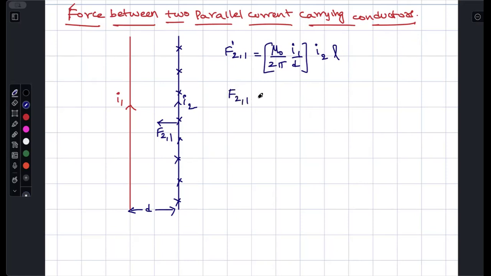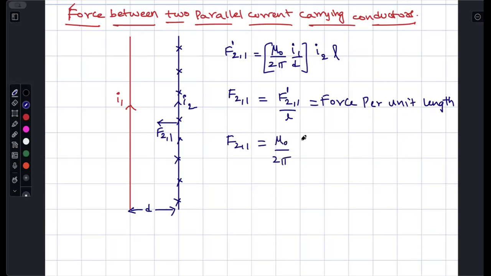We will use F21 hereafter as force per unit length. This is called force per unit length. Clear? Now F21 can be written as mu naught by 2 pi I1 I2 by d. And what is the direction of this force? Leftwards.